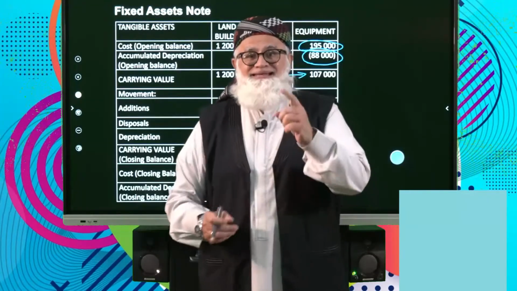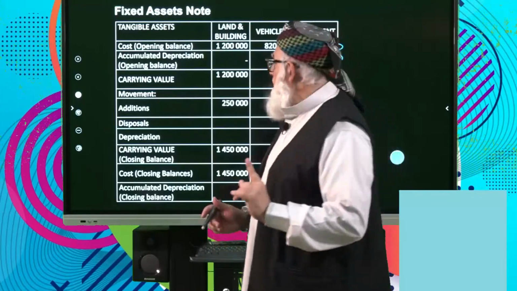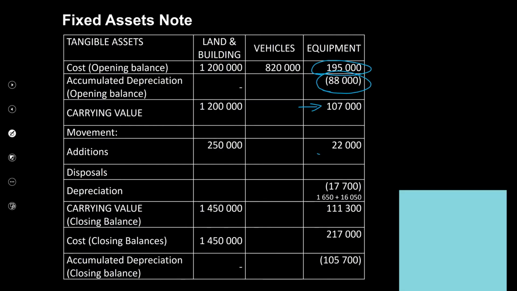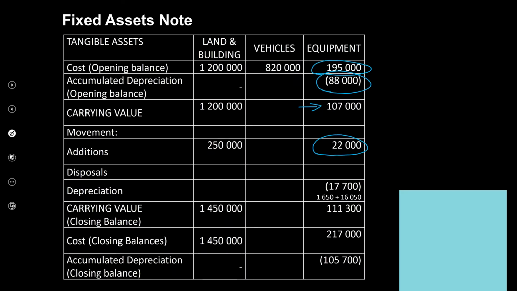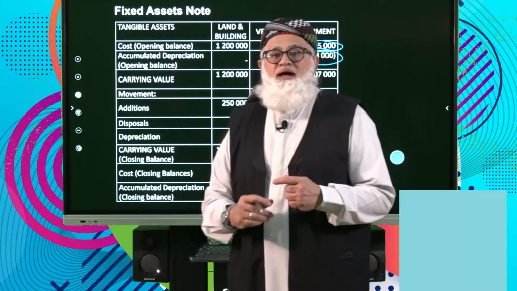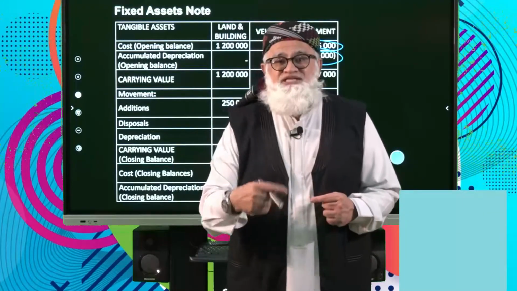Got that? Okay. Now, what do I know? I know that I bought equipment to the value of 22,000 Rand. So that's the next figure that I slot in, because I'm told in my question that equipment was purchased. Here we go. Two new computers were purchased on credit from Princeton Stores, and no equipment was sold during the year. Therefore, there's my purchase, my additions, I bring it in. There was no disposal, so that's a 0.